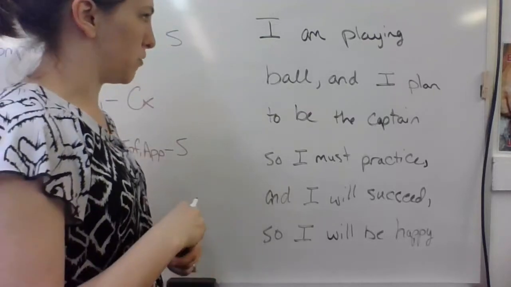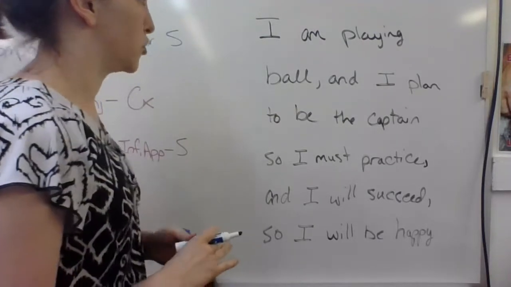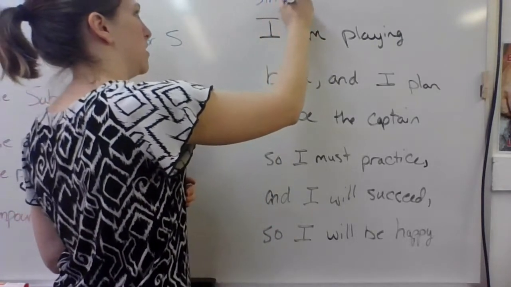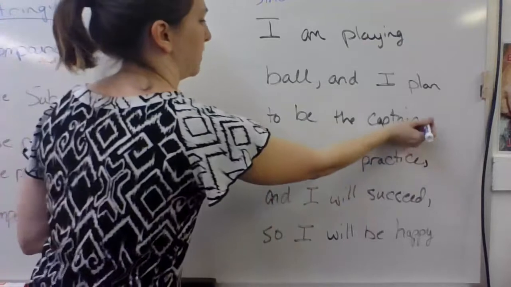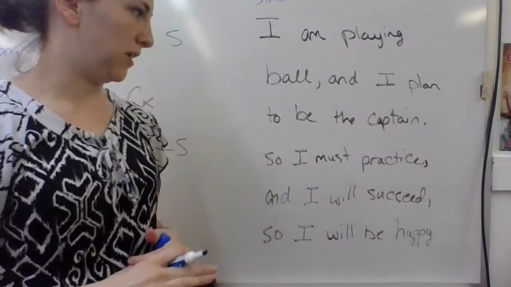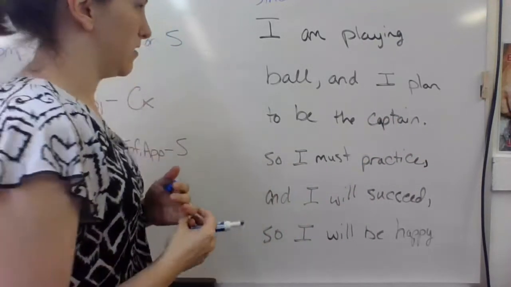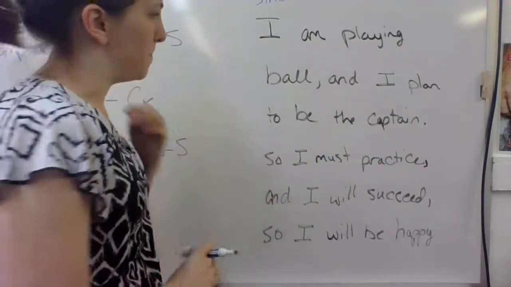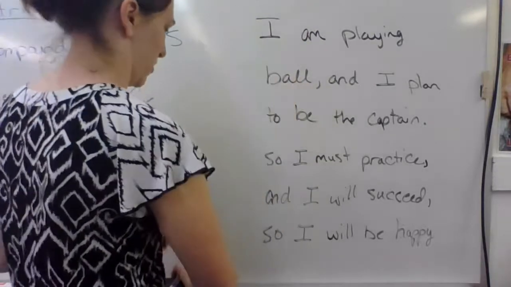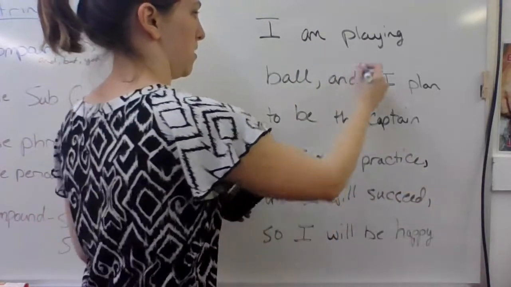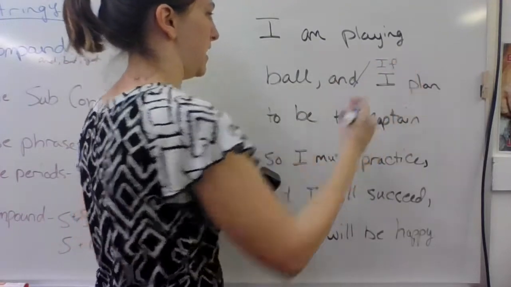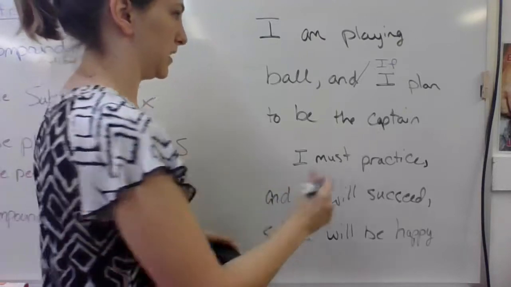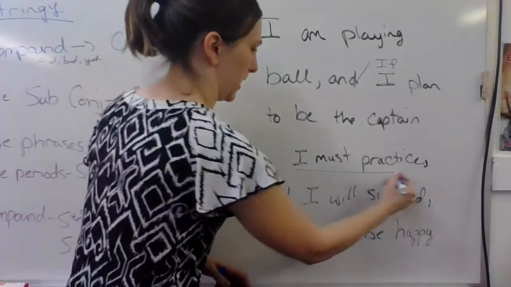okay? Well, how can we make it complex? Let's use some subordinating conjunctions. We can say, since I am playing ball, I plan to be captain. Okay, we still need a period right there, breaking it up a little bit. Okay, that subordinates this part and puts the main focus on this part. We can put one right here. If I plan to be captain, we'd have to take away this, I must practice. Okay, we can kind of stop it right there.